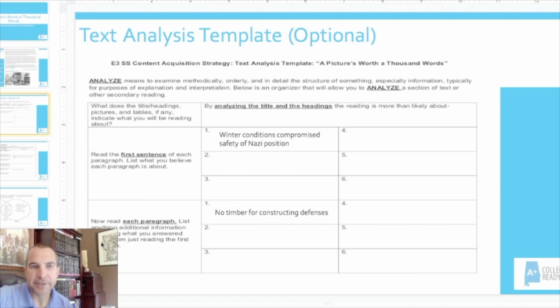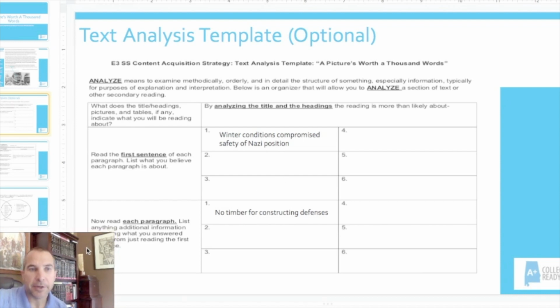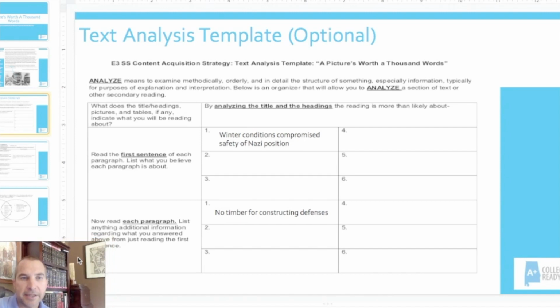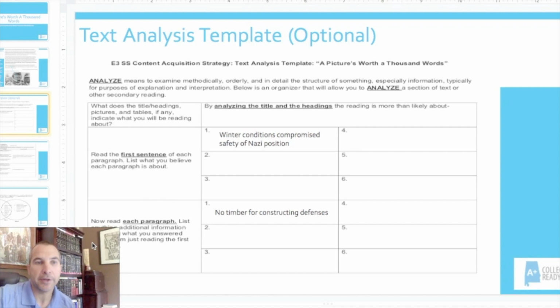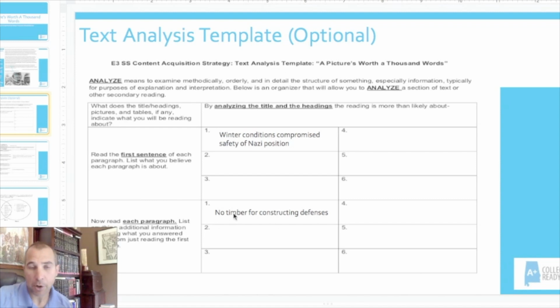And then it says, now read each paragraph, list anything additional, information regarding what you answered above from just reading the first sentence. All right. So in looking at the paragraph as a whole, what's an essential detail that really supports the topic sentence? One thing I noticed in that first paragraph was there was no timber available for constructing defenses. One reason why they have such a weakened position.